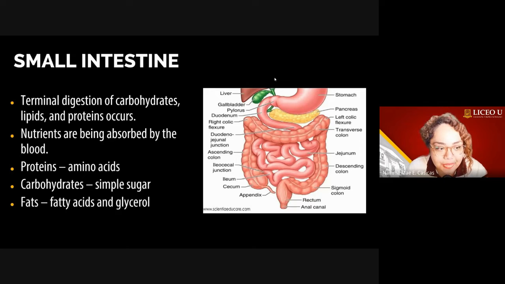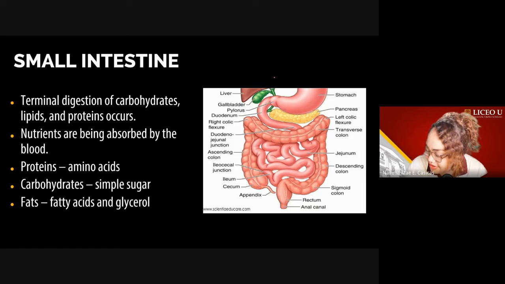So, nutrients are being absorbed in the small intestines. Proteins will be broken down into amino acids. Carbohydrates will be broken down into simple sugars like glucose and other monosaccharides. And then your fats will be digested into fatty acids and glycerol.